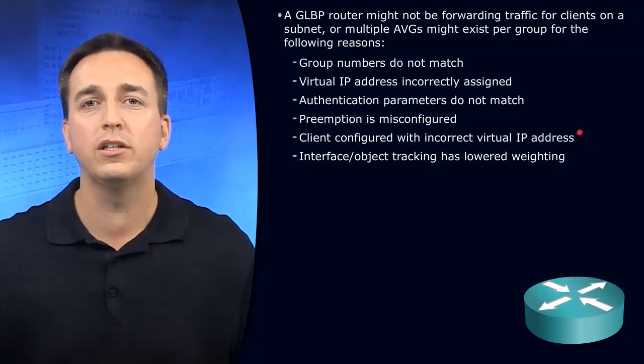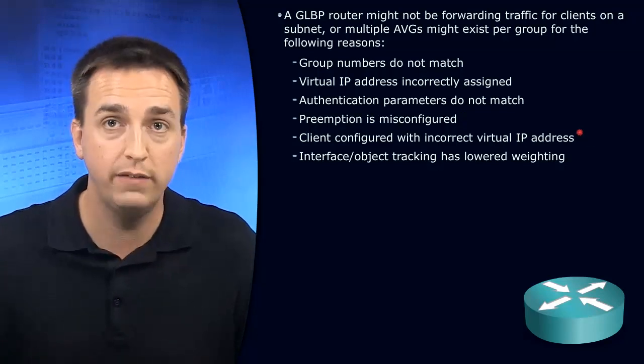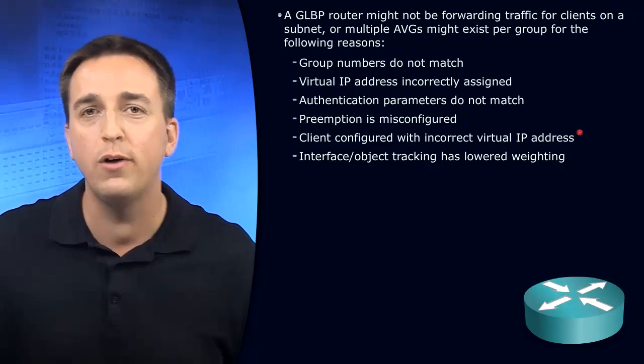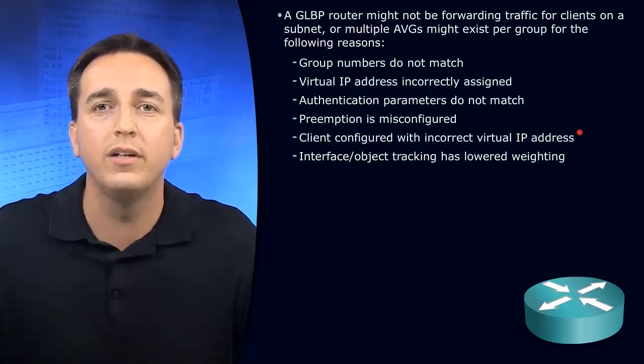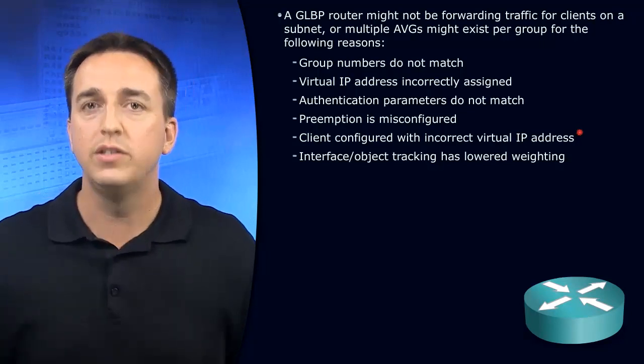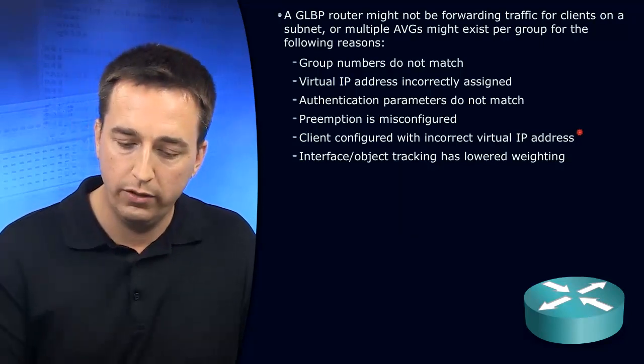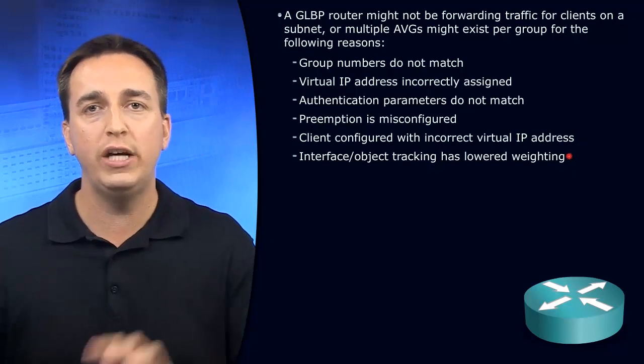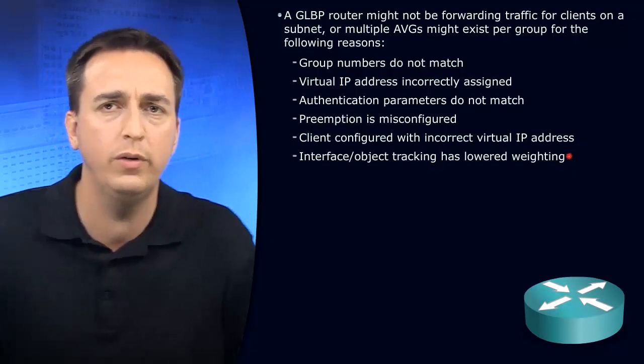What about the clients? Well, the client needs the correct virtual IP address configured as its default gateway. If it's pointing to the wrong IP address, then the client is not going to be able to successfully communicate out of its subnet. And lastly, we can do object tracking with GLBP, just like we could do with HSRP and VRRP.